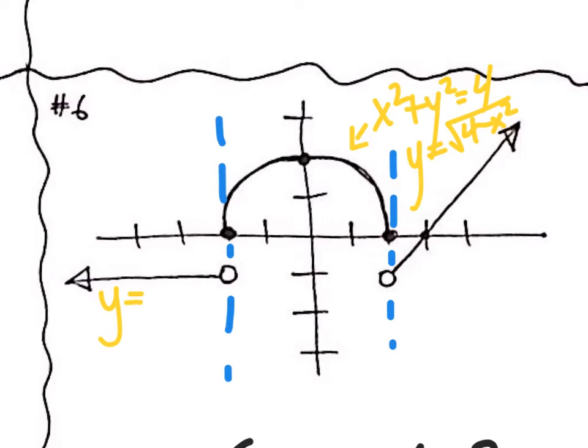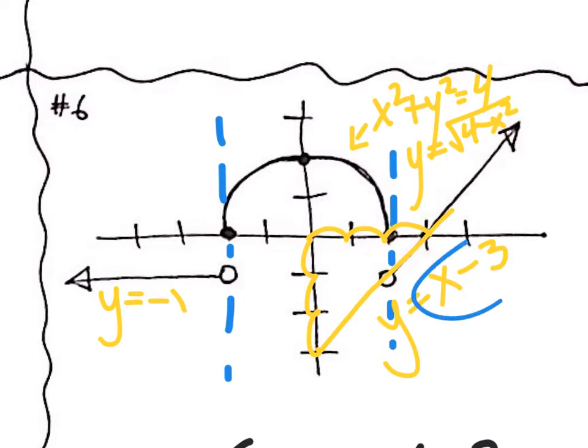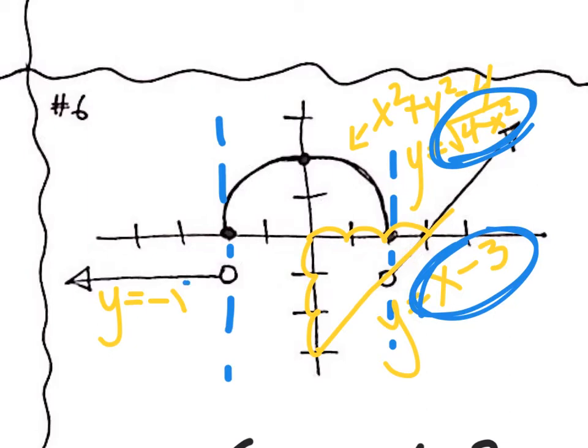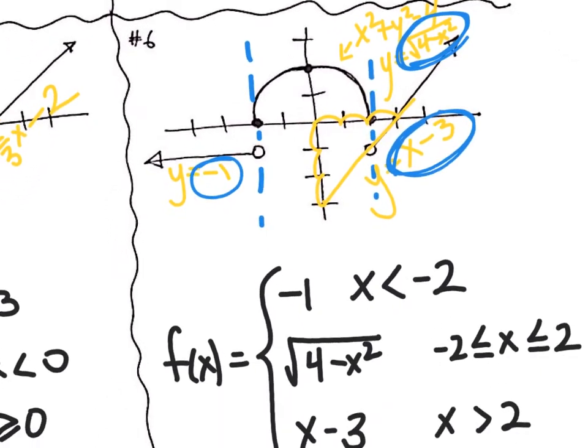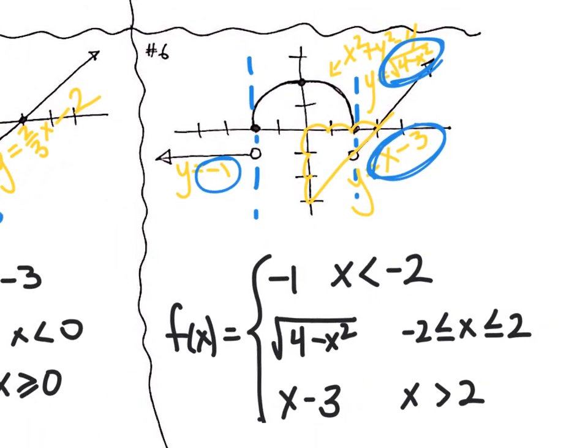Here we have just y equals -1. And here, let's see, this is 1, 2, 3. The slope's 1, so it would intersect here. So this would be y equals, and the slope is x, and the y-intercept is -3. So we have this, and we have this. So we have this, sorry, to the right of 2, this in between -2 and 2, and this to the left of -2.